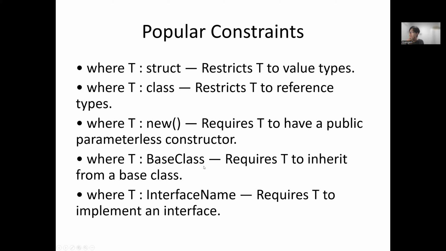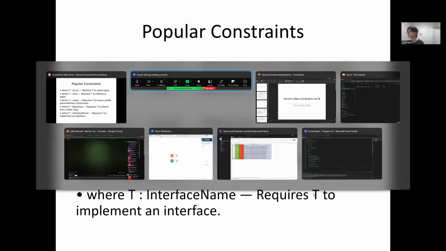The next one is the base class and interface name. This one means that it requires T to inherit or implement your base class or your interface. So let's go to your practical.